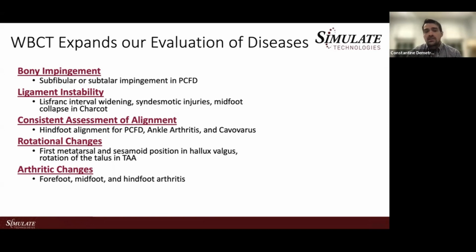You're getting a better sense of alignment. Not only alignment in what we conceptualize as the AP and the lateral, but you're looking at rotational malalignment and deformity. And again, you're able to assess arthritic changes in a more detailed way compared to plain radiographs.